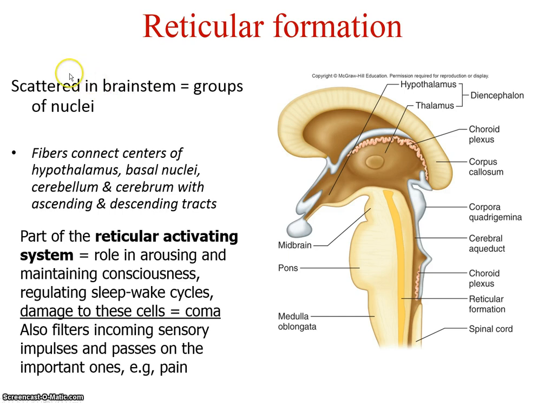So the reticular formation is scattered in the brainstem, and there are groups of nuclei that connect. And this part of the brain is responsible for our sleep and wake cycles, our consciousness. If there's damage to this part of the brain, the result is a coma. It is able to filter some of the sensory information and pass on the important ones. So like the thalamus, it's doing some selection of our information.